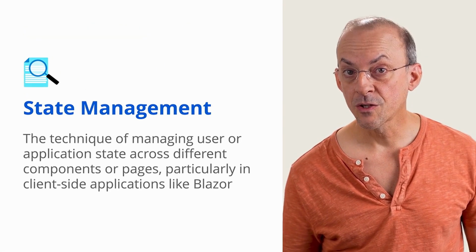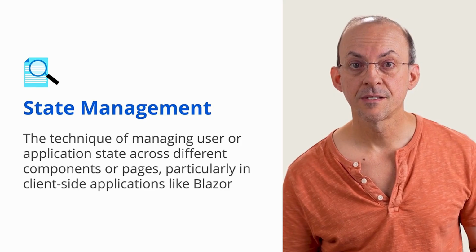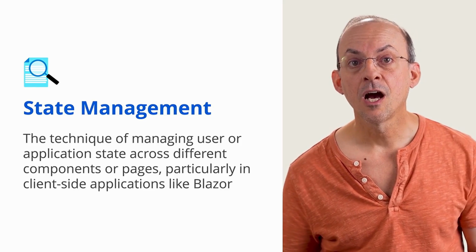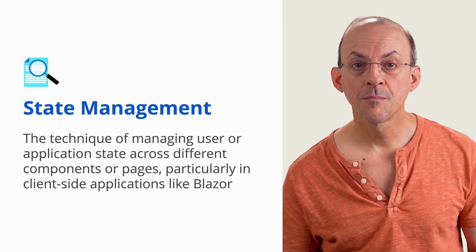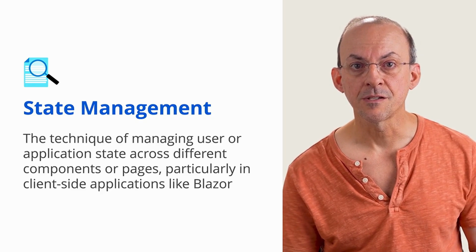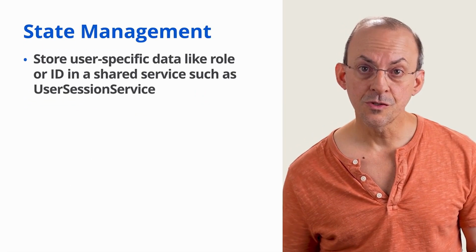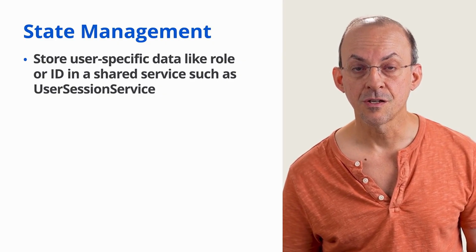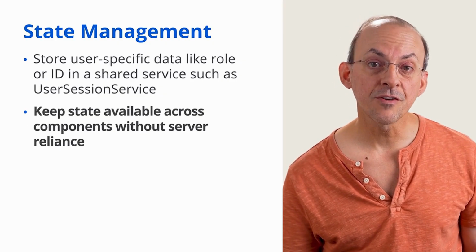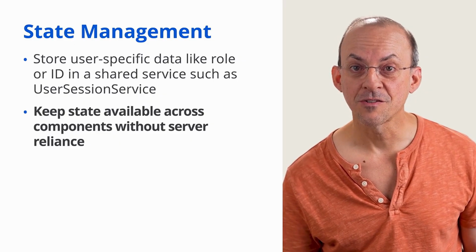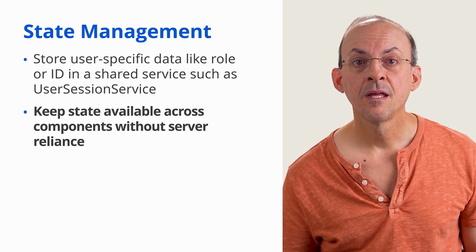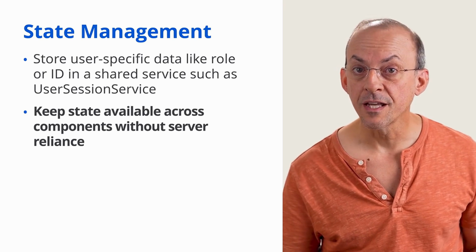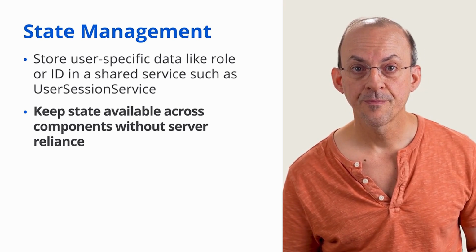On the client side, you'll create a simple state management service. State management is the technique of managing user or application state across different components or pages, particularly in client-side applications like Blazor. You'll store user-specific data like role or ID in a shared service such as a user session service. This enables different components to access that data without extra API calls. This makes your app feel more seamless, avoiding flickers or redundant loading when users move between views.